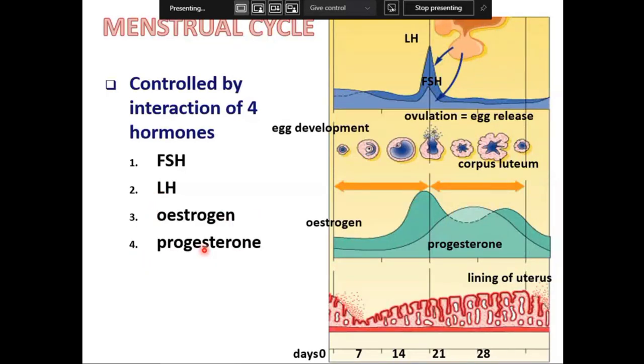So note this down for yourself, grade 12s. Know these hormones, 1, 2, 3, 4. There are four hormones, okay? And you have to know them. Then you have to know where each hormone comes from and where it works.